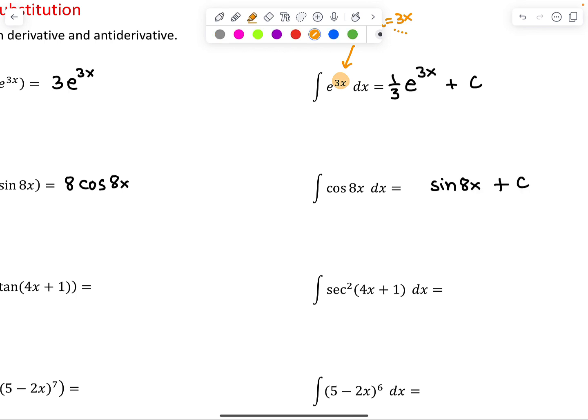But once again, the question is, should I put a coefficient here so that this is a correct antiderivative? When I differentiate sine 8x, I do get cosine 8x, but times an 8. But there's no 8 here. So I need to put a 1/8 in front of this so that the 8 that gets produced by the chain rule will cancel with the 1/8. And now I have a correct antiderivative of cosine 8x.